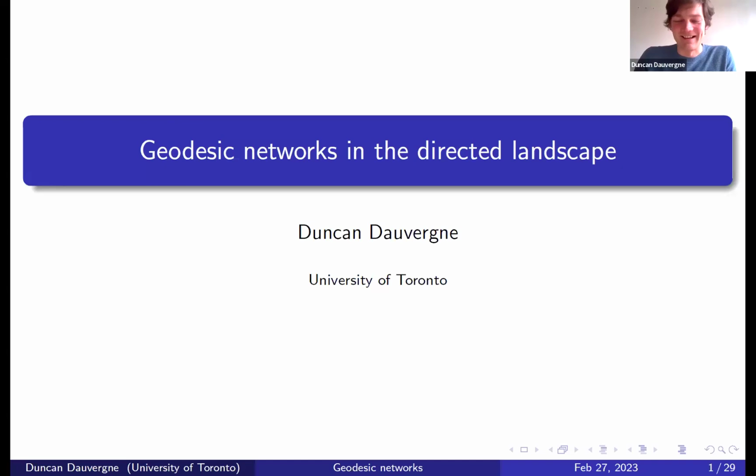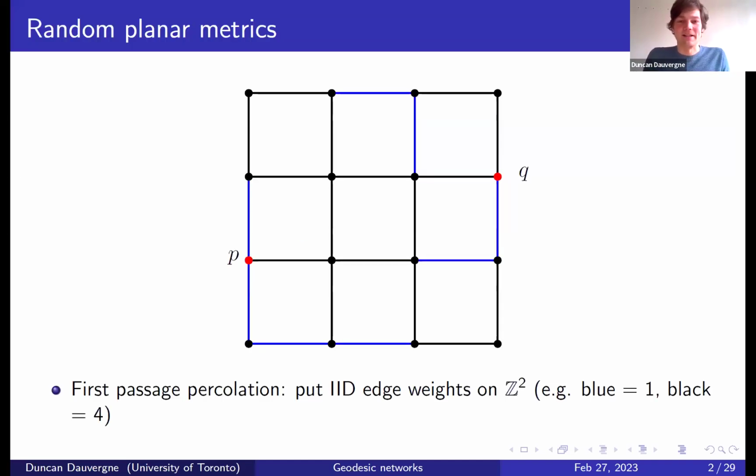So let's begin. Okay, so what are we trying to understand? Let's look at a model of a random metric. The idea is how can we define a random metric where basically paths going through disjoint parts of the metric have independent lengths. So I'm just going to take Z2. Everything I'm going to do is on the plane. I'm going to take Z2 and put IID edge weights on it. So in this example, say I flip a coin on every edge. The blue edges get weight 1 and the black edges get weight 4, say. And then now I have a random weighted graph.